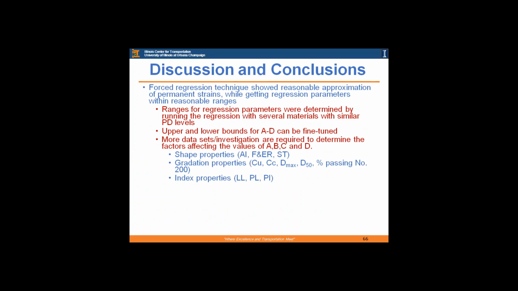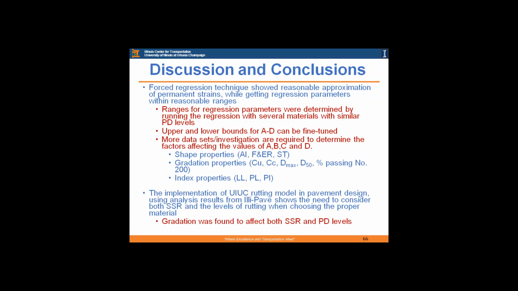And finally, for the forced regression technique that we used, we have reasonable approximations when we obtained those ranges for the regression parameters by the grouped regressions, and then these values can actually be fine-tuned because we are still looking at these right now. And we think that we need more data sets and more investigation to be able to determine the A, B, and C, D values as a function of material properties and shape properties of the material.